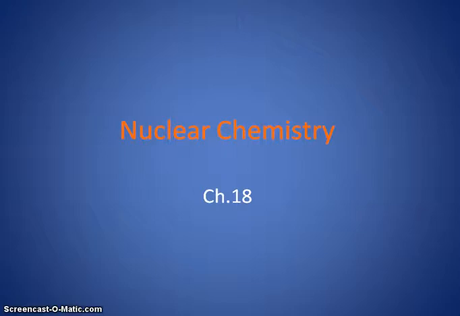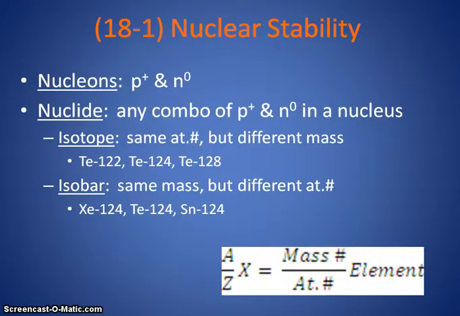Chapter 18 is on nuclear chemistry. Section 1 begins by talking about nuclear stability and just defining some terms. Nucleons refer to protons and neutrons, or any particles that are in the nucleus of an atom.